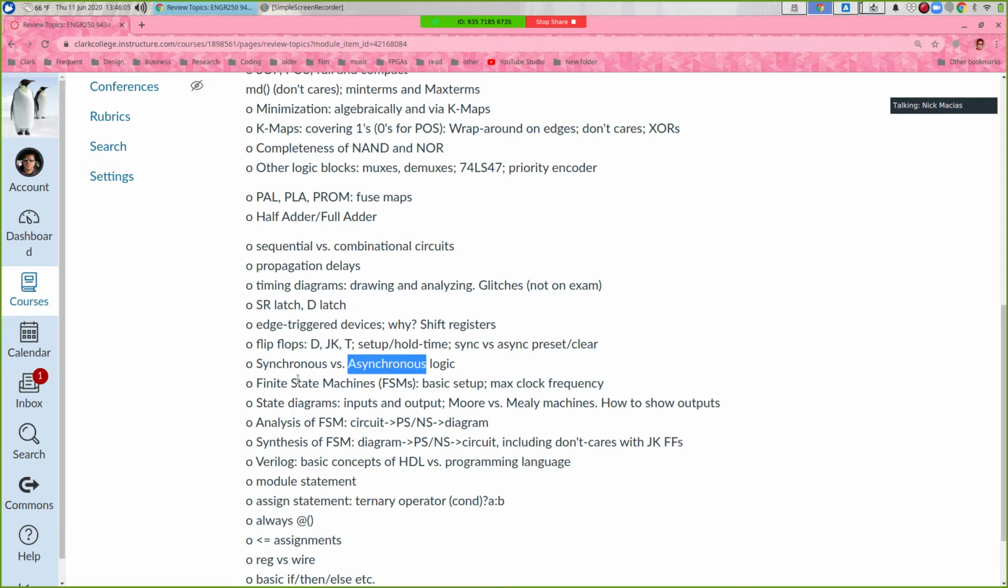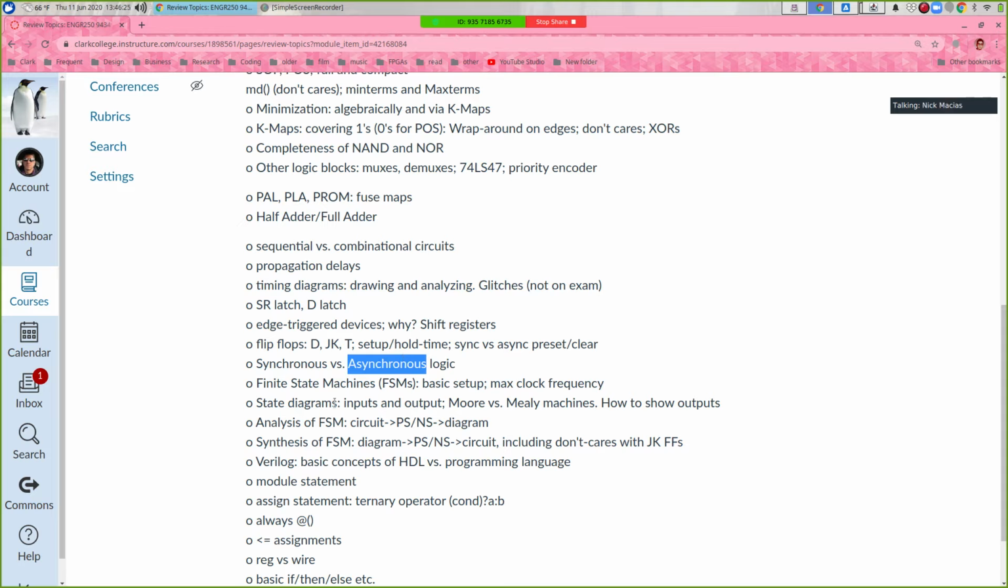Finite state machines, so you've seen the basic picture a bunch of times. It's flip-flops, and then it's combinational logic, and there's a feedback path. There's a max frequency, which is dependent on the setup and hold times of the flip-flops and the propagation delay of that combinational logic.